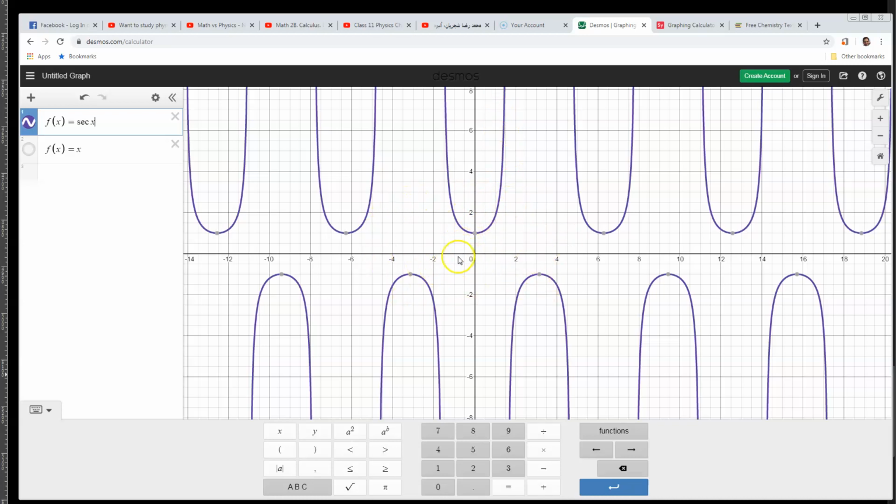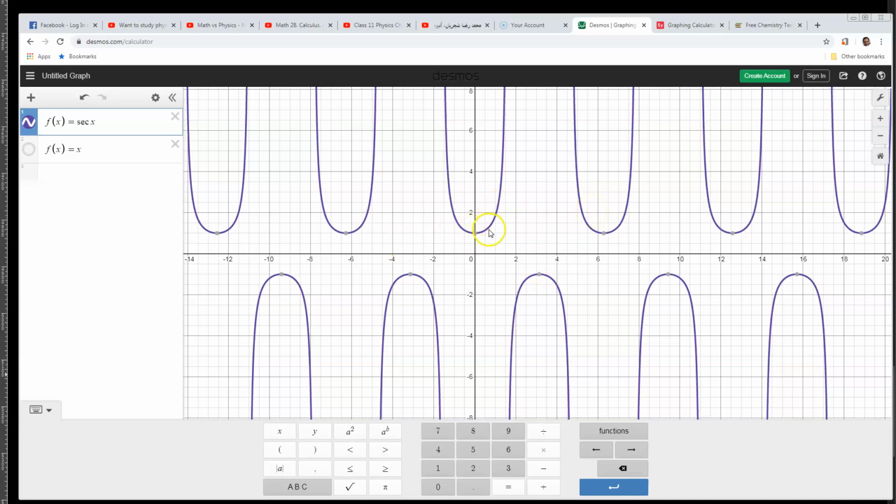Now you can of course go, for example, from negative pi to 0. From negative pi to 0 your function is one-to-one. Or you can go from 0 to, for example, pi. Over here again the function is one-to-one. You can go from pi to 2 pi. Again the function is one-to-one, and so on and so forth.